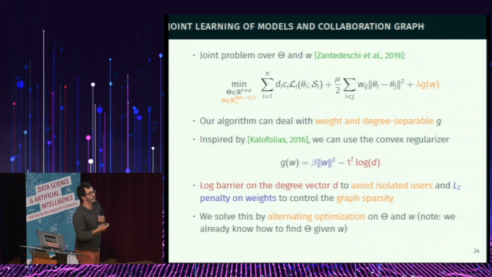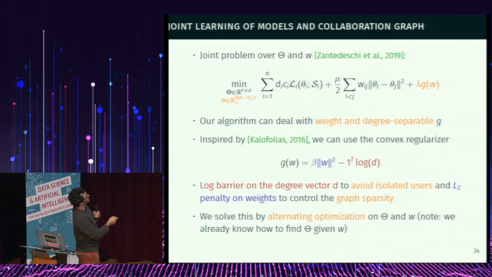This can be seen as a log barrier on the degrees. Okay, so if some degree goes to 0, that means a user becomes isolated. This goes to infinity or minus infinity, and so this objective function will go to infinity. So this will prevent this dumb solution of setting everything to 0, and so avoid that any user is isolated in the graph that we learn.